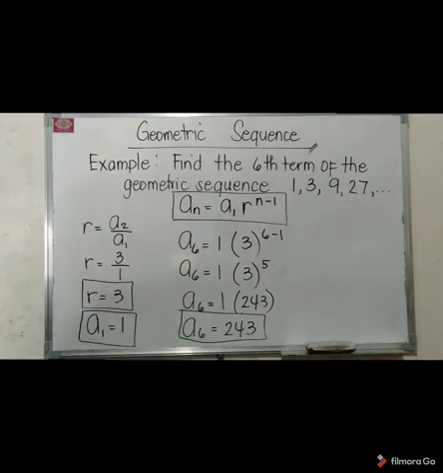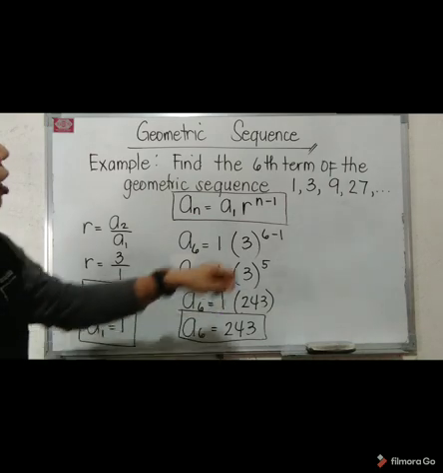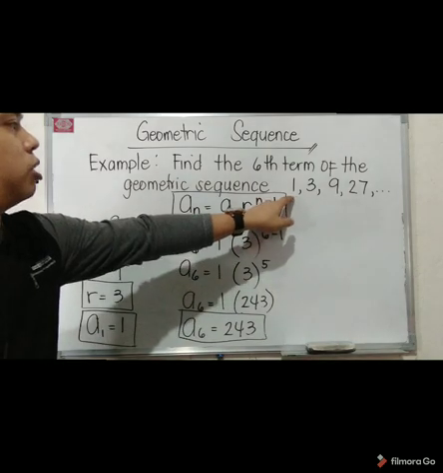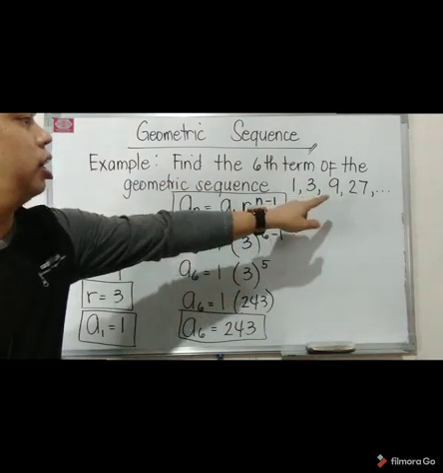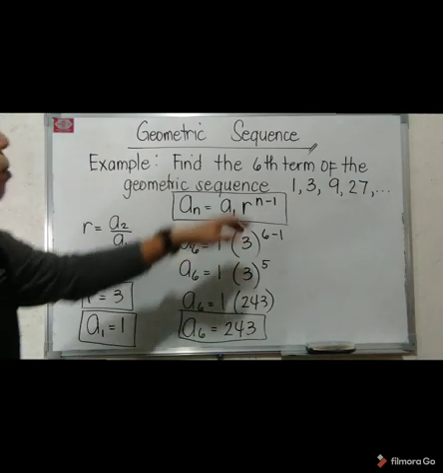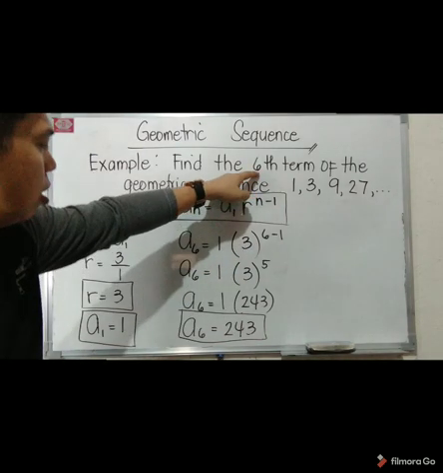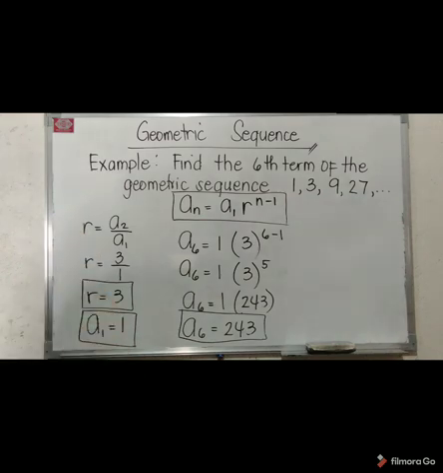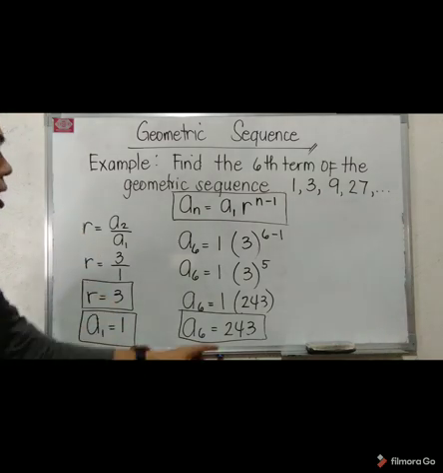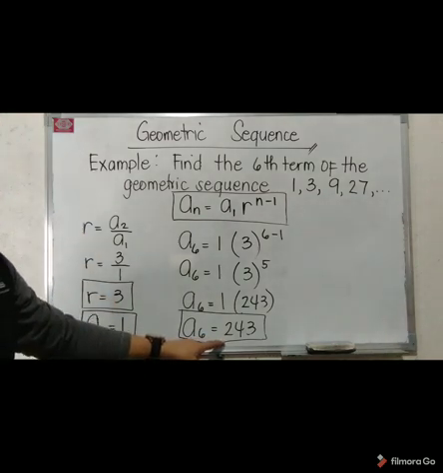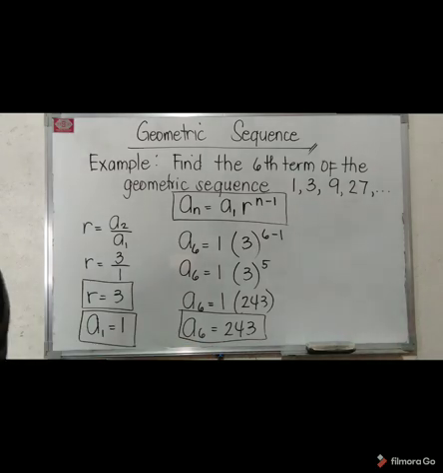So, yun pala yun. Provided that our geometric sequence is 1, 3, 9, 27, pinahanap sa atin sa 6th term. So, ang nakuha nating value ng 6th term ay 243. Let's proceed with our second example.